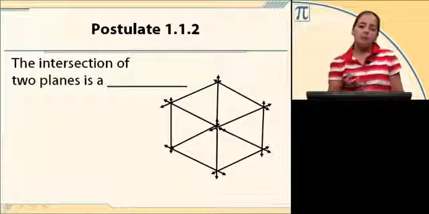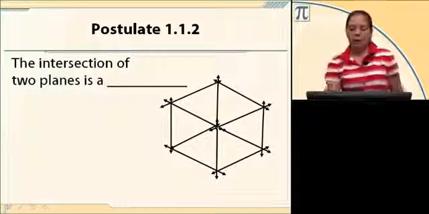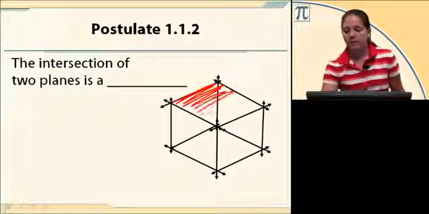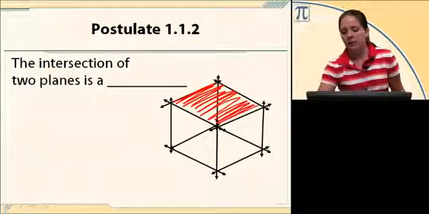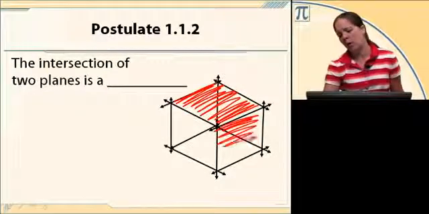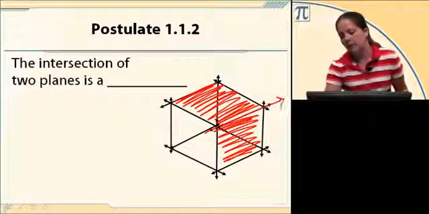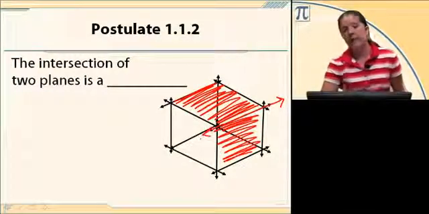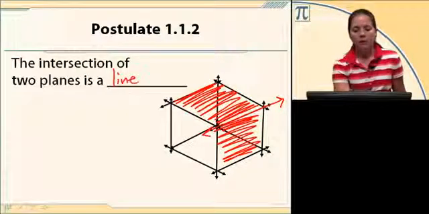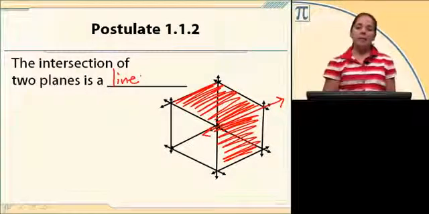The intersection of 2 planes is a, well, let's look at this ceiling or the top of my box here. And we'll look at this wall or the side. So there's 2 planes, and they intersect along that line. So the intersection of 2 planes is a line.